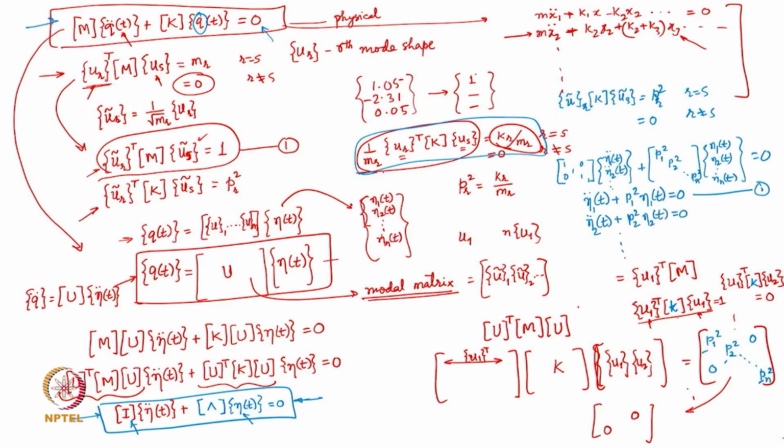So, what this transformation has done for you is that from n coupled differential equations, you have now got n uncoupled equations of motion, and each of these equations is like a single degree of freedom governing equation of motion. Do you see that? x double dot plus omega n square x equal to 0. What is the advantage of these equations?